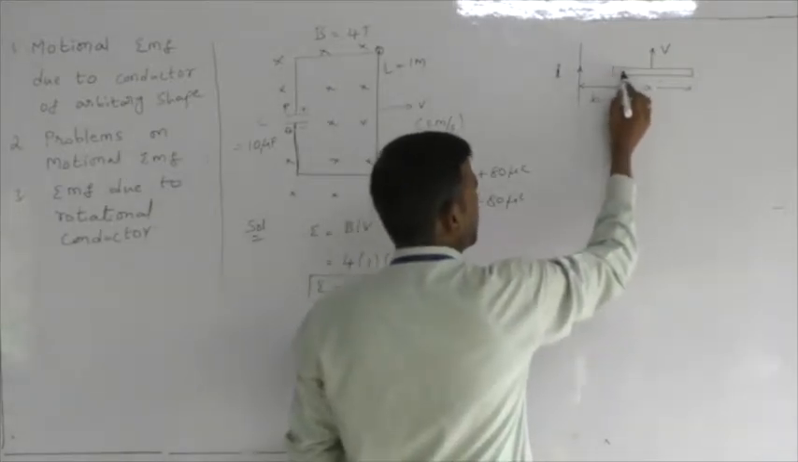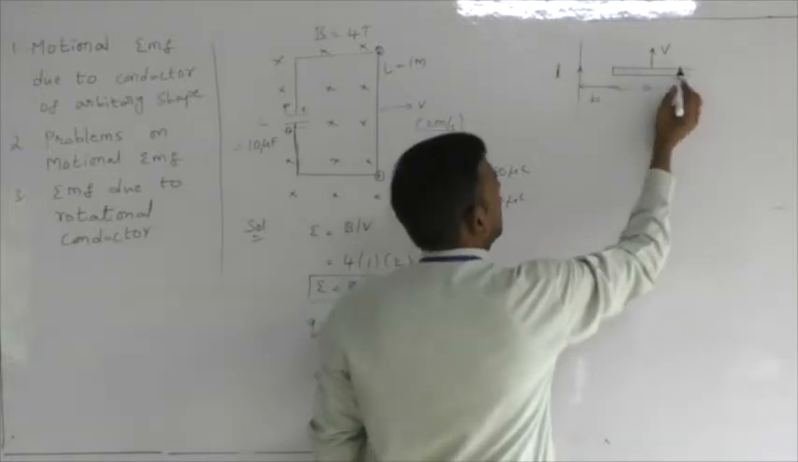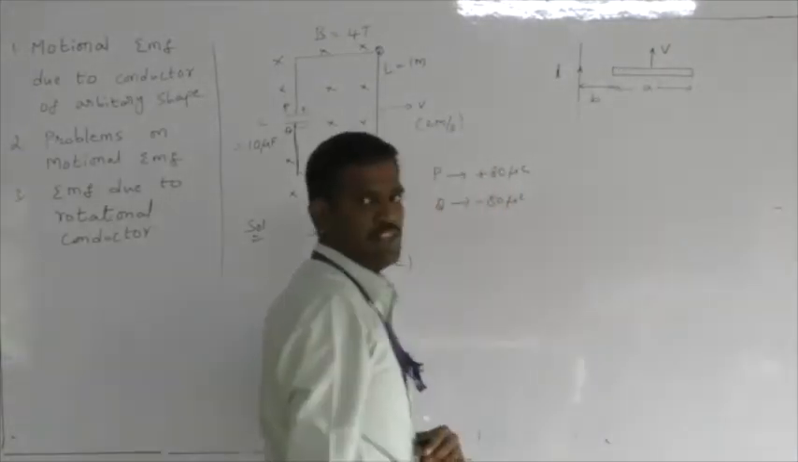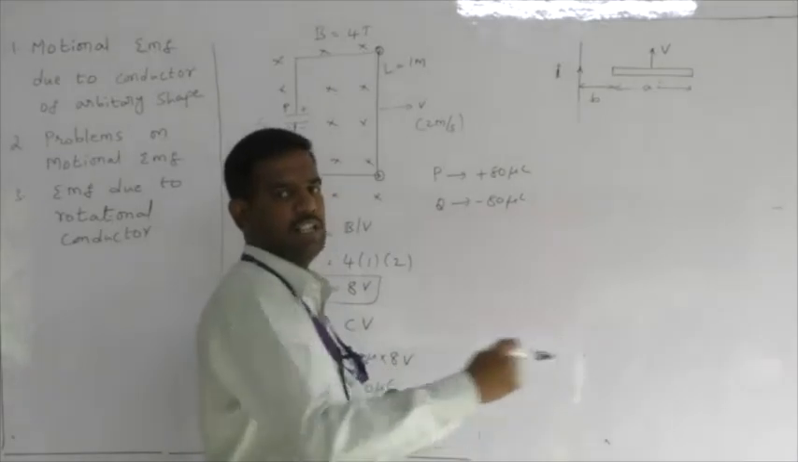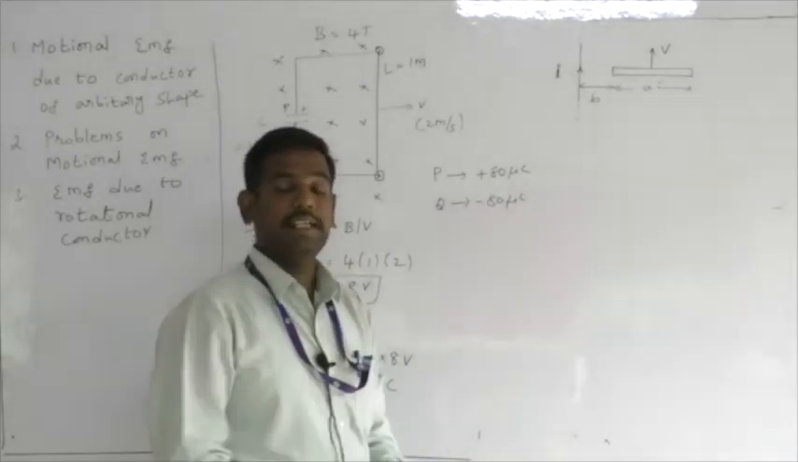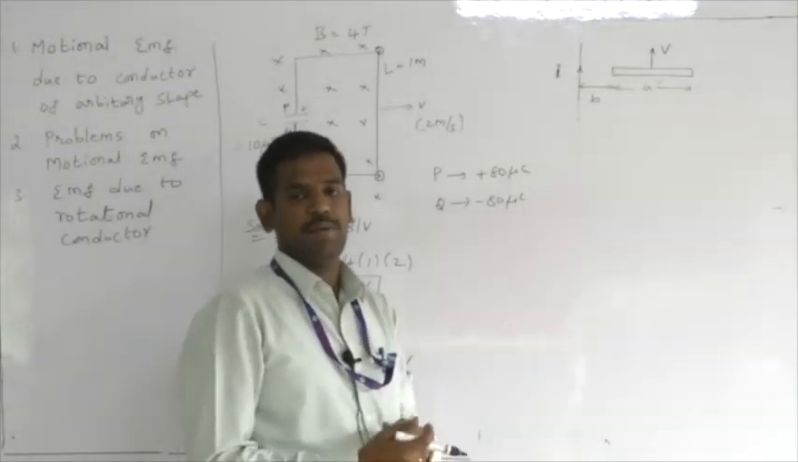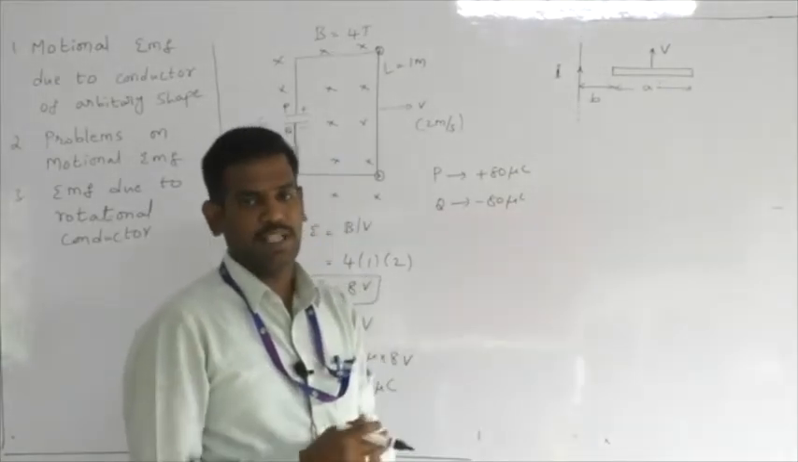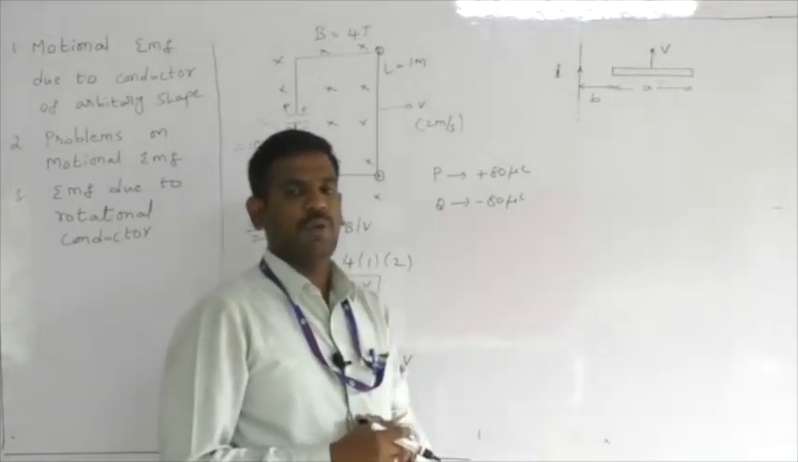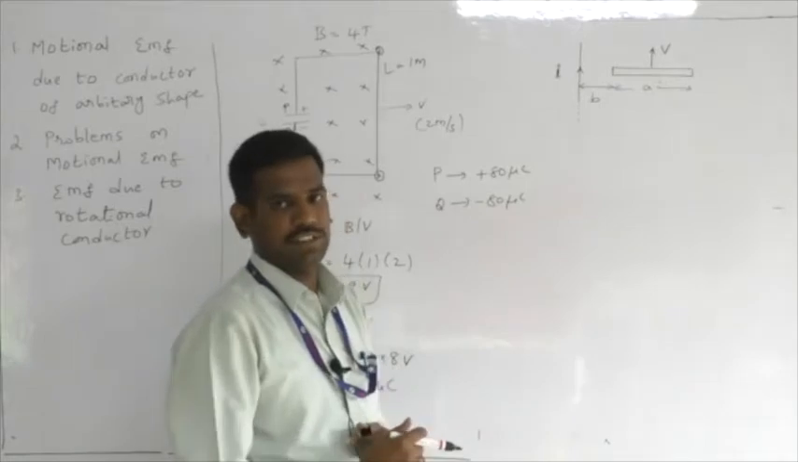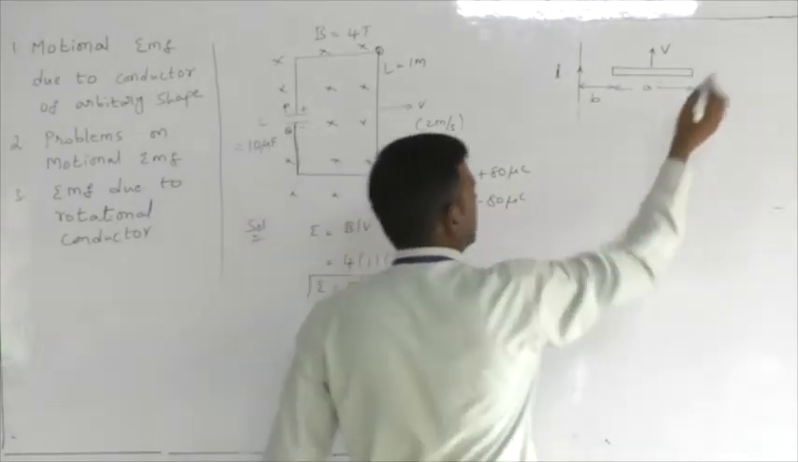Here it is more, here it is comparatively less, here it is comparatively less, and here it is the least. Therefore, the magnetic field is changing along the length. Therefore, we cannot directly find the induced EMF by using our formula E equals BLV. Therefore, what do we have to do? We have to apply the method of integration. What is the method of integration? That we will do like this.